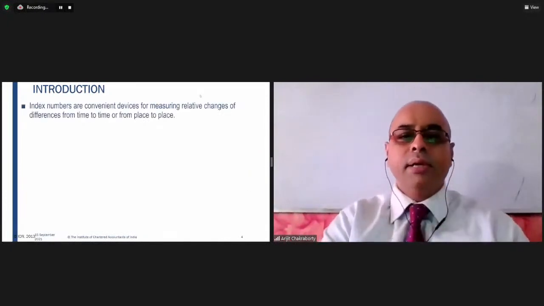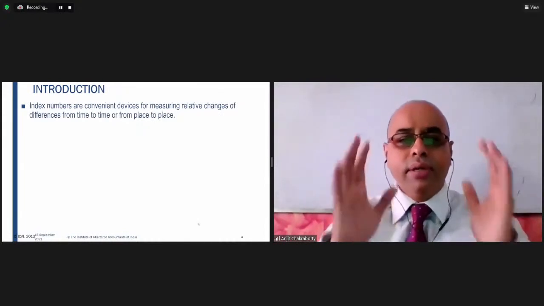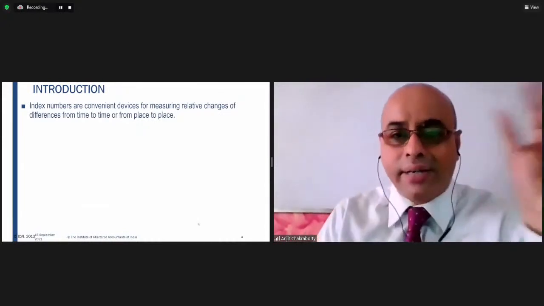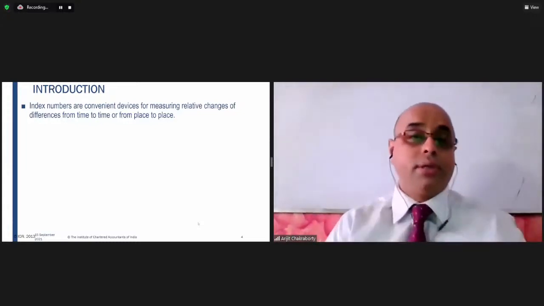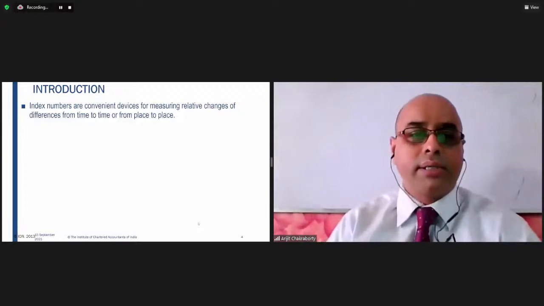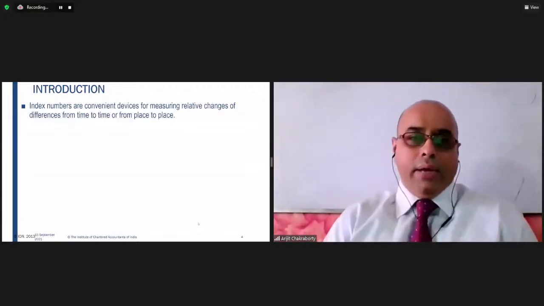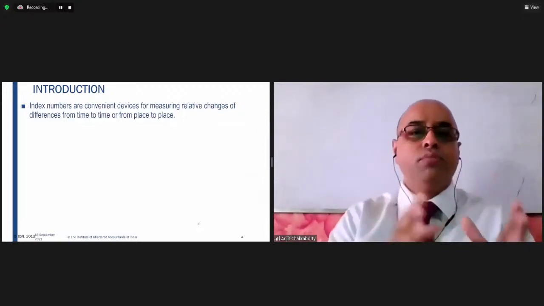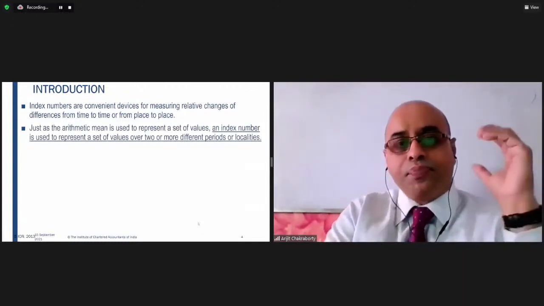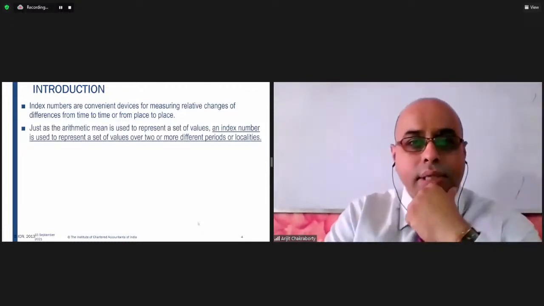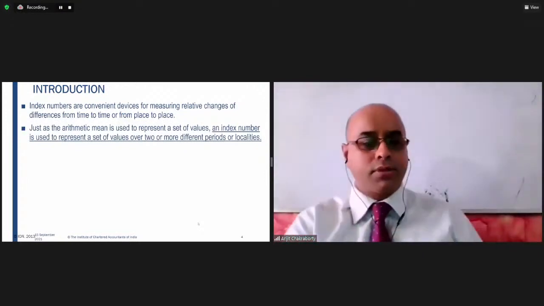And index numbers are a very convenient way, if you see the slide, of measuring the relative changes which happen in price, or in commodity quantity, for example, available in the market from time to time. Or it can be used to compare the consumer index or the consumer trend from time to time or from place to place. So already in statistics, we have learned about the arithmetic mean. It represents a set of values.